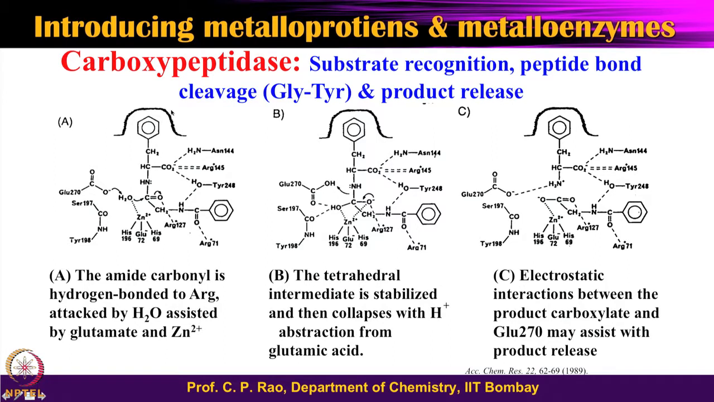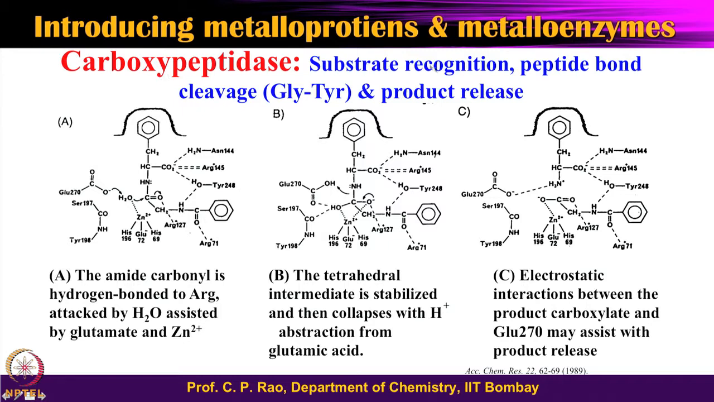Okay, so therefore, in the carboxypeptidase, as I said in the previous case of carbonic anhydrase, there should always be a recognition, the right substrate should be recognized, and then there should be a reaction occurring. So, in this case, let us break it into 3 possible steps. One is substrate recognition. Next is peptide bond cleavage, and that is not sufficient. Then the product has to be released, otherwise it is still bound. So, the whole reaction can be treated in terms of these 3 possible steps.